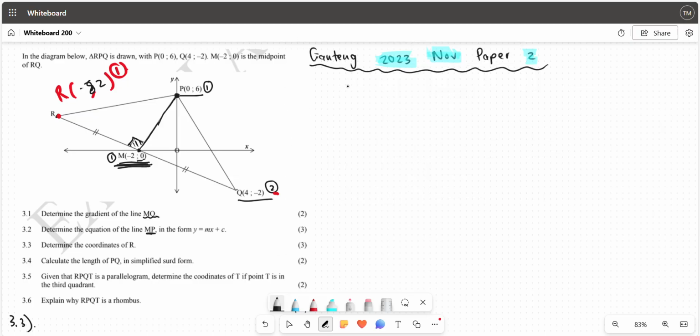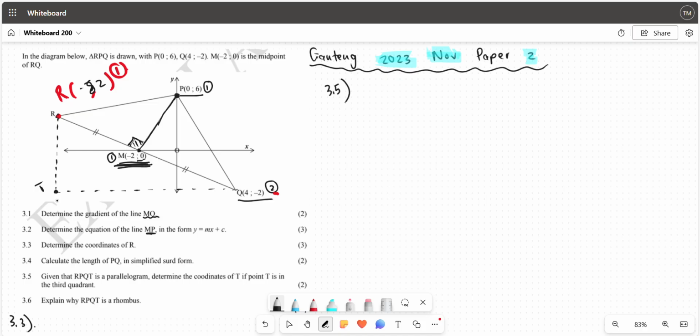3.5 then asks us, given that RPQT is a parallelogram, determine the coordinates of T if T was in the third quadrant. So they're saying somewhere here there is a T, so much so that if this connects there and if this connects there, the total shape is a parallelogram. I know it doesn't look like that, but imagine it is.